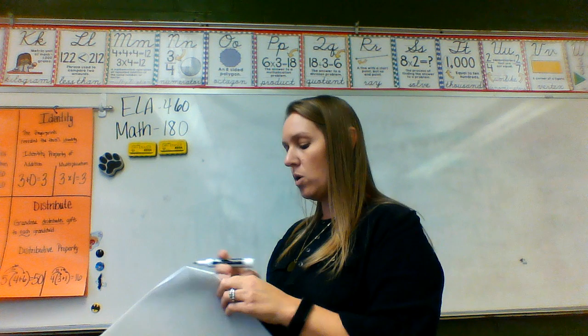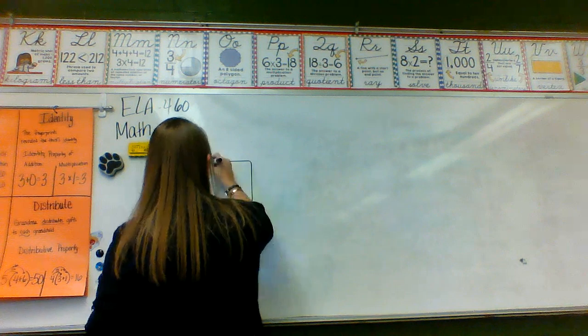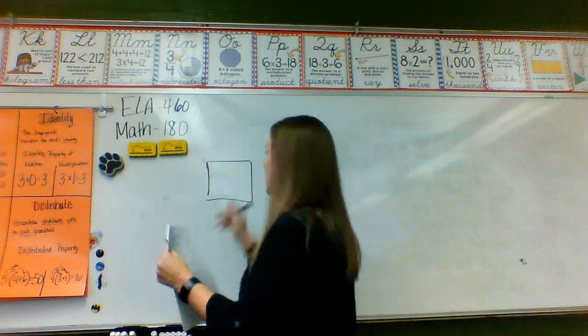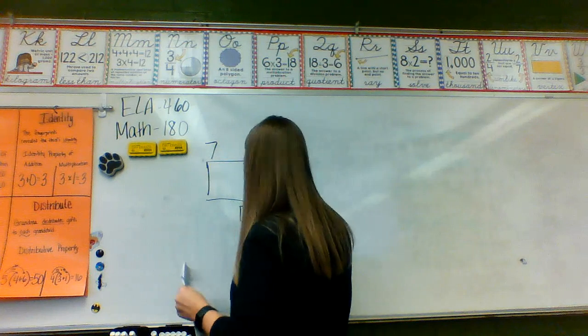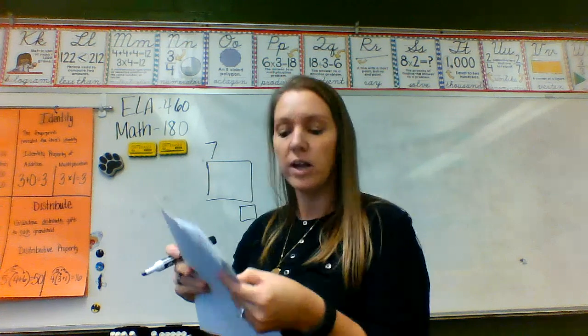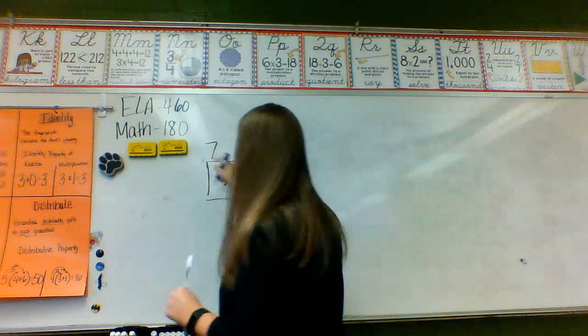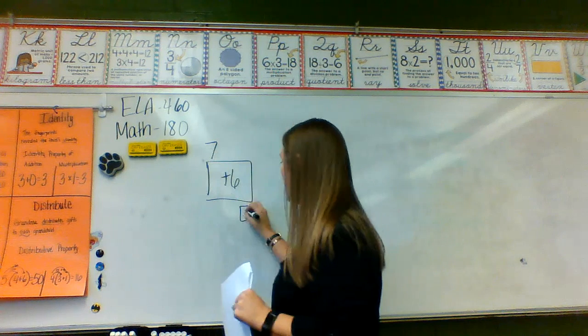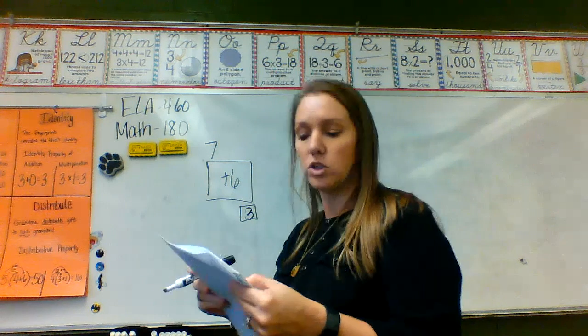Okay. So what we have here is a box. And over here it says in. So 7 goes in, and we want to know what comes out based on the rule. Well, if I look here, it says the rule is add 6. So I'm going to put plus 6 here in my box. So I know that 7 plus 6 is 13. So 13 would go in my first box.